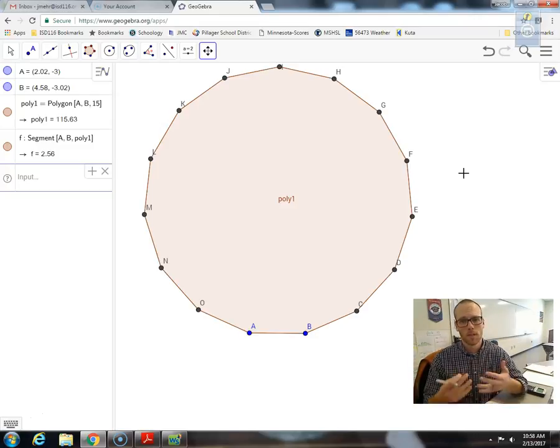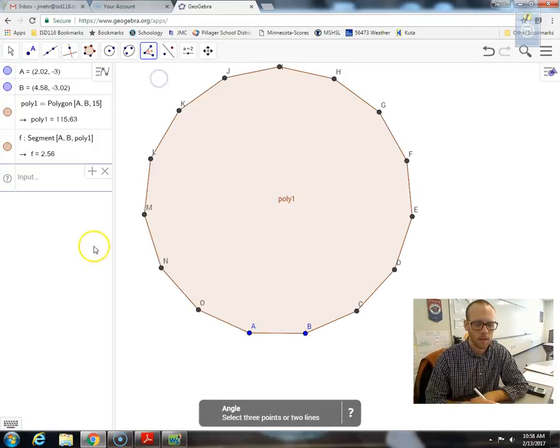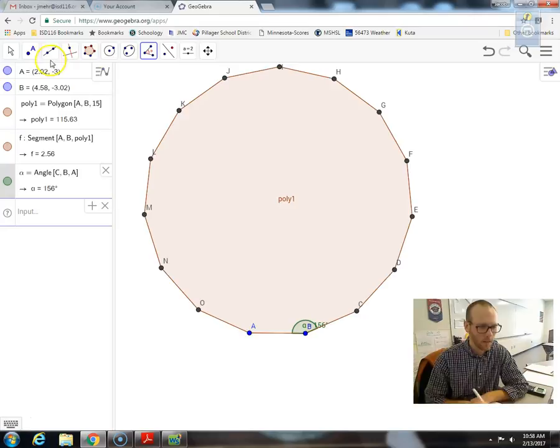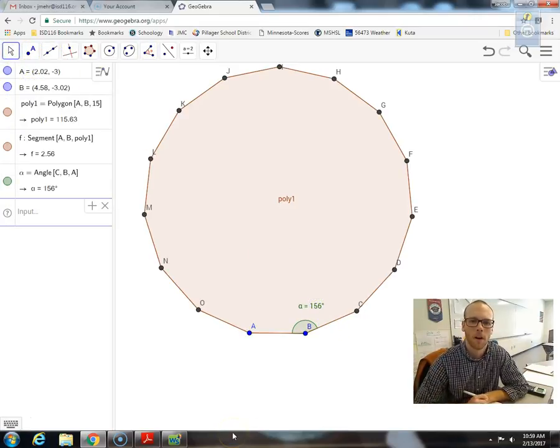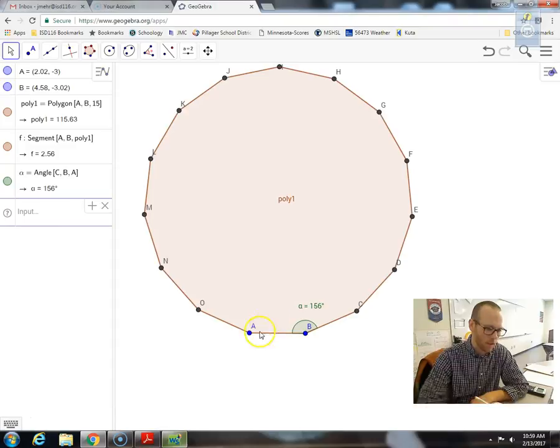The more sides that we have in a regular polygon, the closer and closer it begins to look like a circle. Let's check to see what each angle measure is. Let's measure an angle, and I'm going to measure this one right here. We're going to click, click, click, and if you look at that, you can see our 156 degrees. Cool. Let's look at our next example.